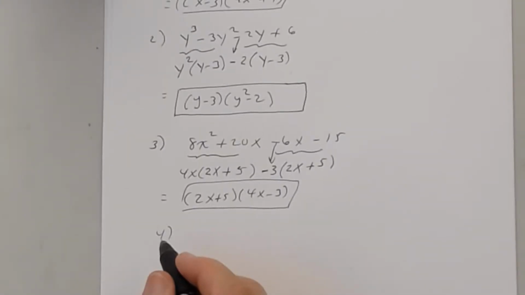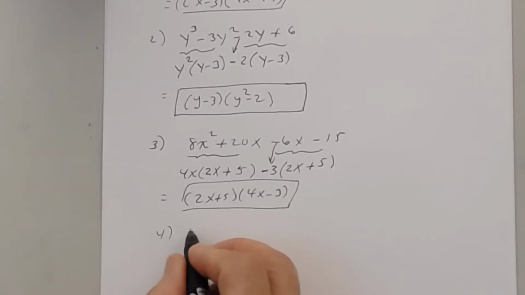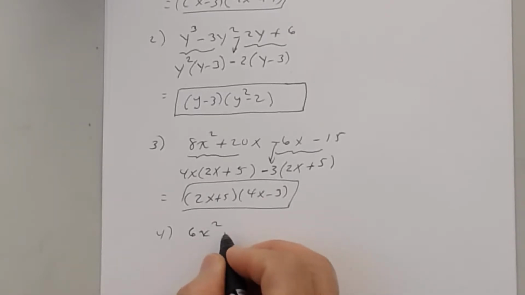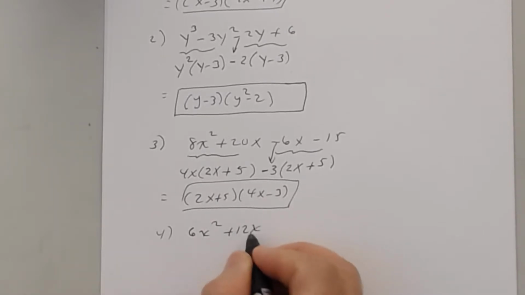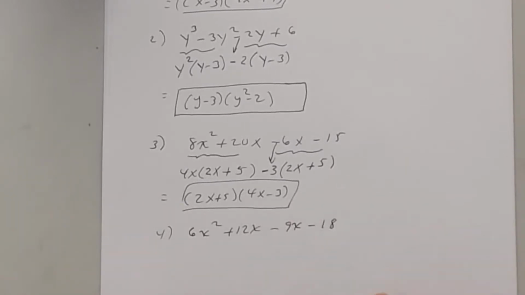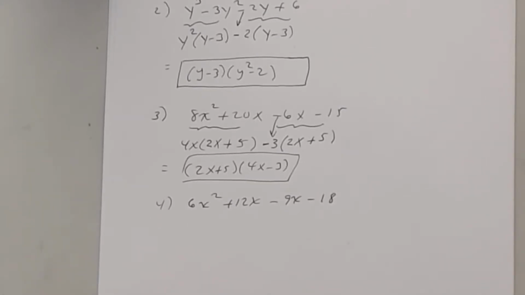Number 4. Suppose in number 4, we had this. We had 6x squared plus 12x minus 9x minus 18. So 6x squared plus 12x minus 9x minus 18.